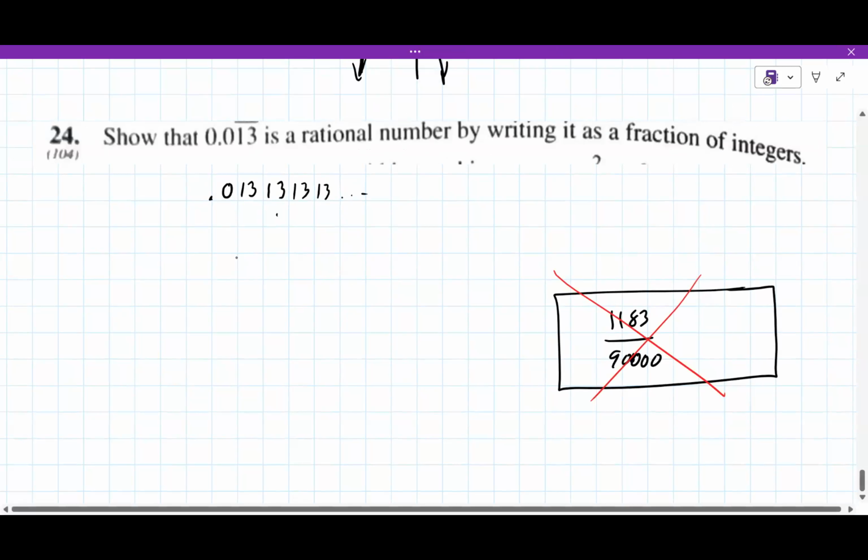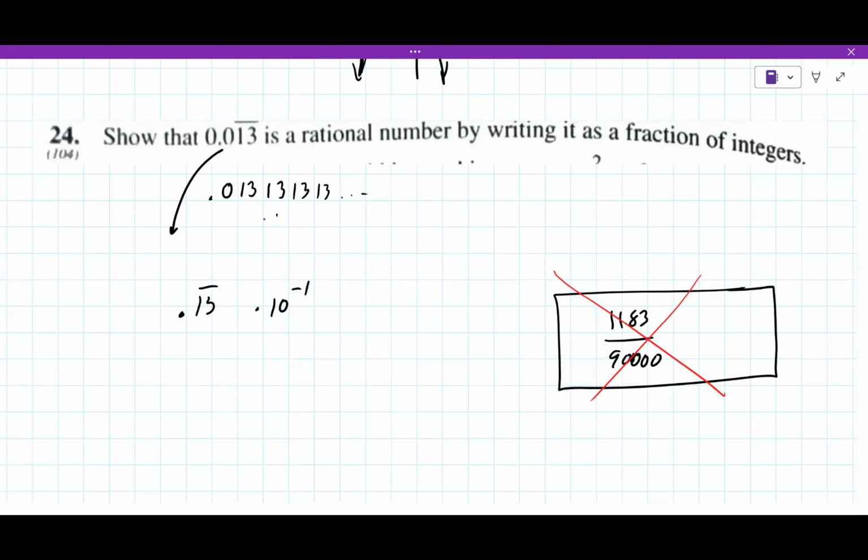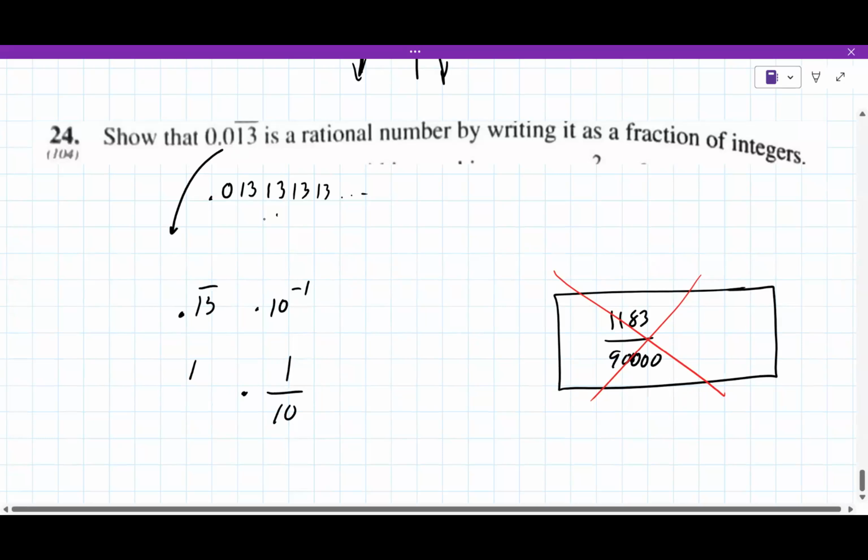So to get that, you have to rewrite this number as 0.13 repeating times 10 to the minus 1. If that's not clear, it's how you move the decimal to get it in front here. Move it 2 places to the right. So this is 1/10 here. 0.13 repeating is 13/99. You put each of the repeating digits over a 9, and then you just multiply them together. So it's 13/990.